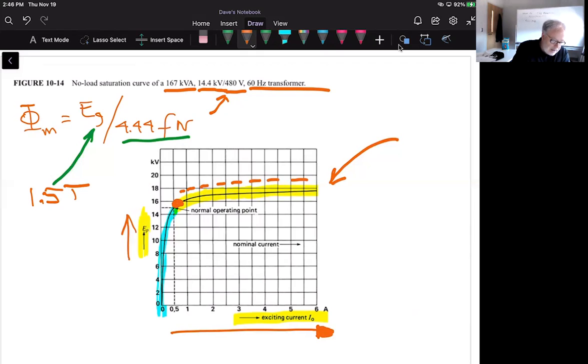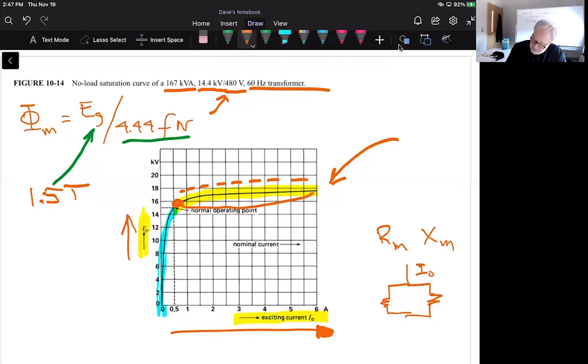Now, the text says this nonlinear relationship between E sub T and I sub O, nonlinear right here, shows that the exciting branch, that R sub M and X sub M that we looked at, that little parallel branch that looks like this, and this is the I sub O that comes through there. We looked at that earlier in our study, and so you know that it's not as constant as it appears. In effect, though R sub M is reasonably constant, X sub M decreases rapidly with increasing saturation.